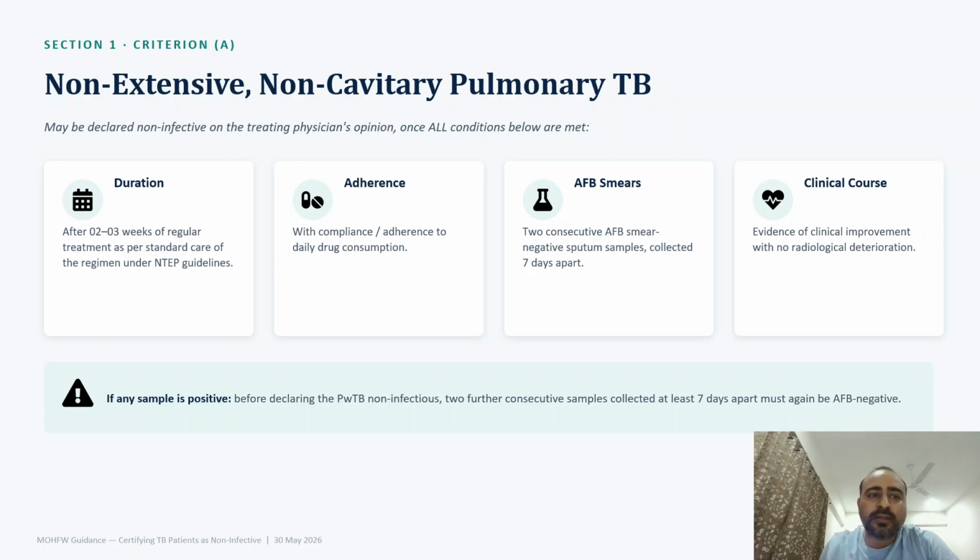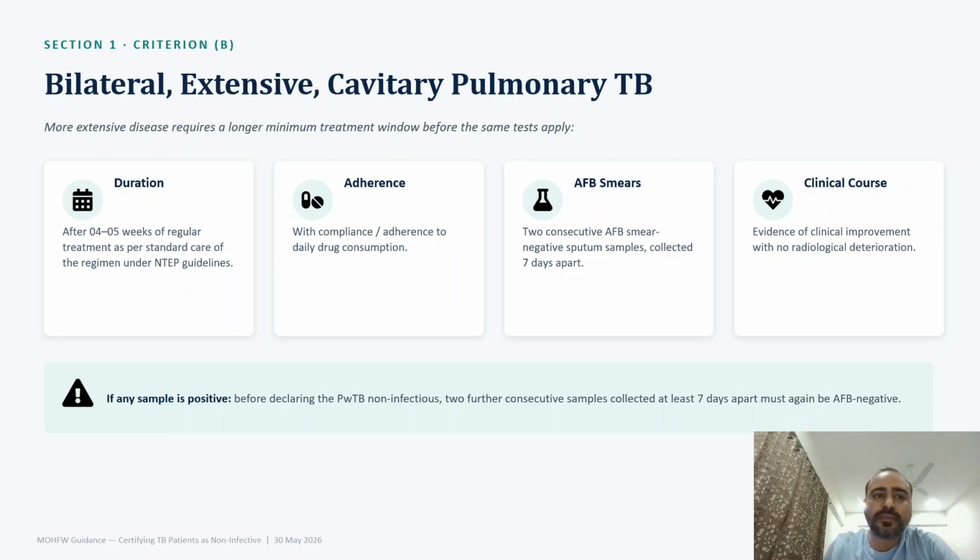clinical course. Among duration, at least 2 to 3 weeks of regular treatment as per standard care regimen under NTEP guidelines. The patient should be compliant or adherent to the drug consumption. Two consecutive AFB smear negative sputum samples should be there, which should be at least 7 days apart. Among clinical course, there should be evidence of clinical improvement with no radiological deterioration.